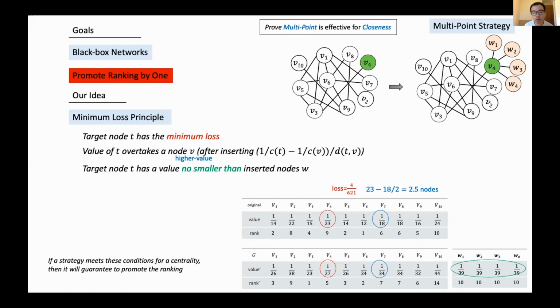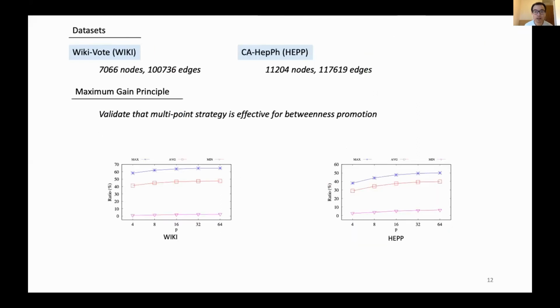Using similar logic, we can prove that the double-line strategy is effective for eccentricity. So this closes the question of why multi-point is not effective for eccentricity, but double-line is effective: because it meets the 3 conditions. Now we need to present our experiments.